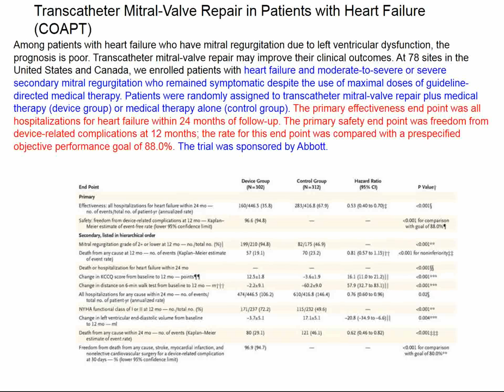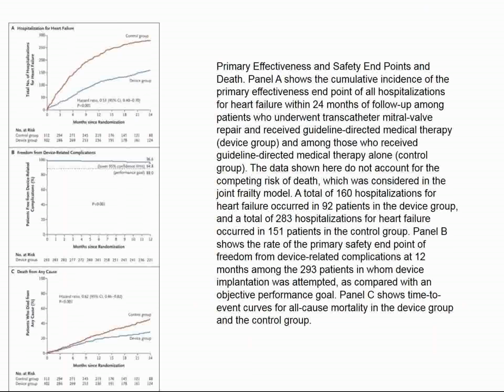And if we look here at the primary endpoint, suddenly everything is statistically significant in the primary endpoint and in all the secondary endpoints. The primary endpoint was reduced by half in the intervention group. The degree of mitral regurgitation was reduced, although that happened in both studies. Deaths from hospitalization or heart failure was reduced. A bunch of variables that are all listed on this table were better in the device group compared to the control group. And the differences are dramatic.